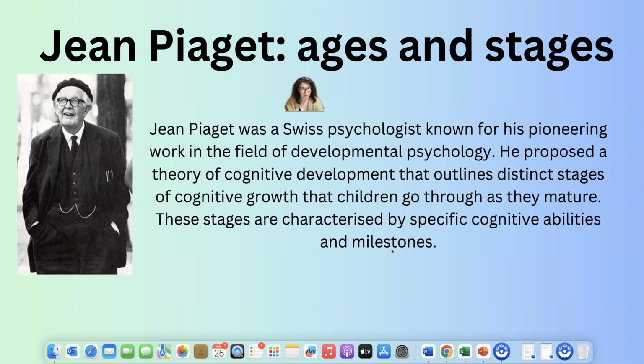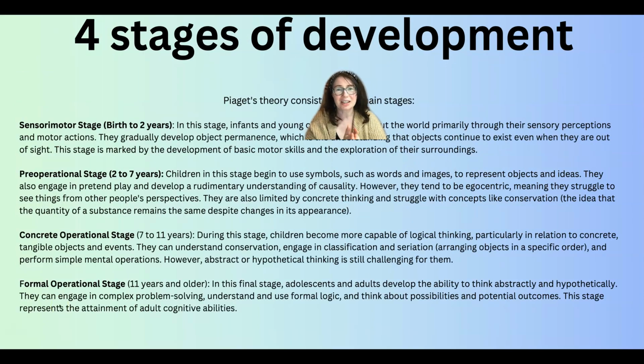One of the key concepts of Jean Piaget is the concept of ages and stages. One of the key concepts of Jean Piaget is 4 stages of development. So according to Jean Piaget, children go through stages of development. Sensory motor stage is stage number 1.